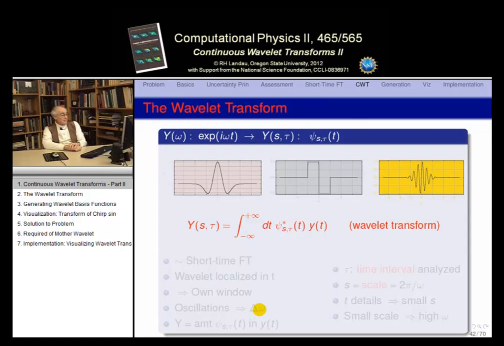Okay? So now we can get on to the wavelet transform. So look next, slide 42. This is the real wavelet transform.